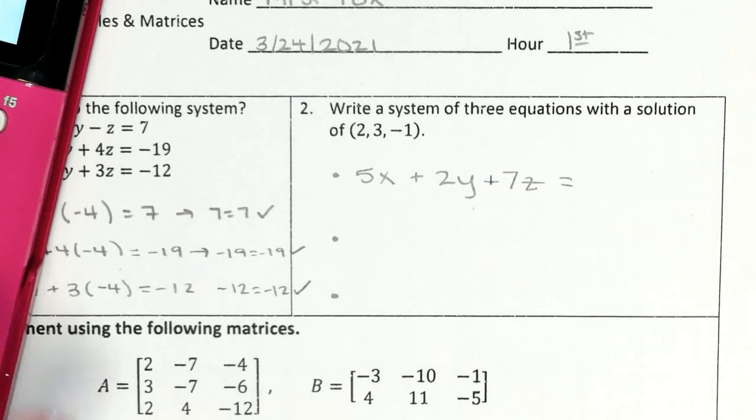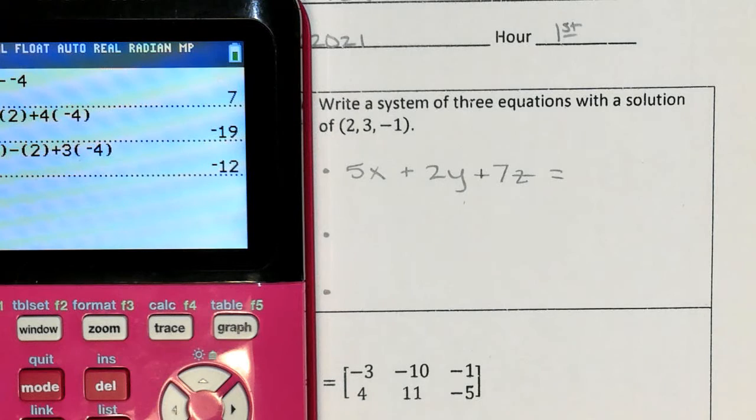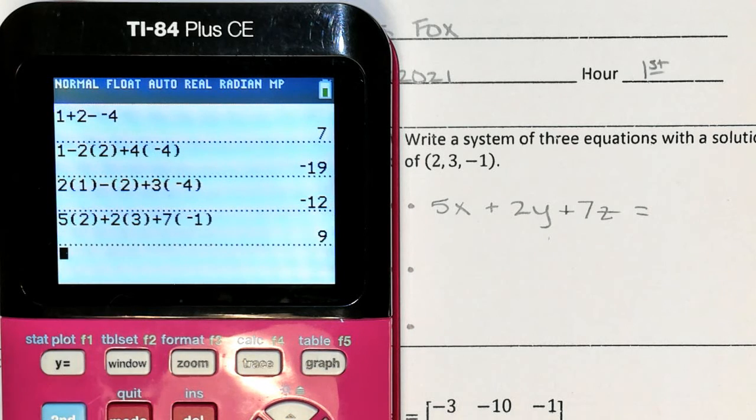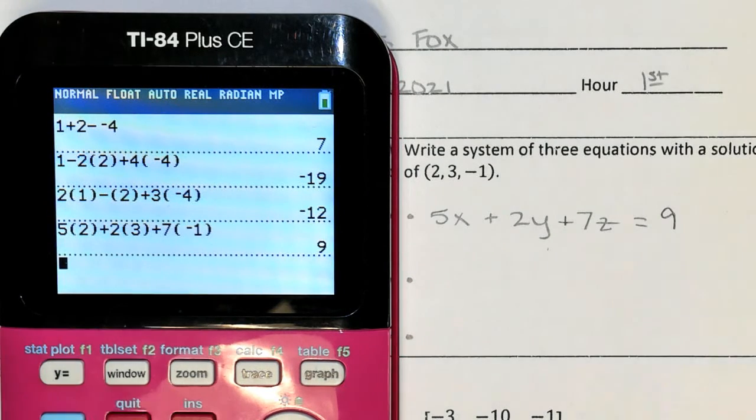So now we go to our calculator and we type in 5 times the x, which is supposed to be 2, plus 2 times the y, which is supposed to be 3, plus 7 times the z, which is supposed to be negative 1. That one has to equal 9 for it to be a solution. There's one of them. Make up another equation for me.